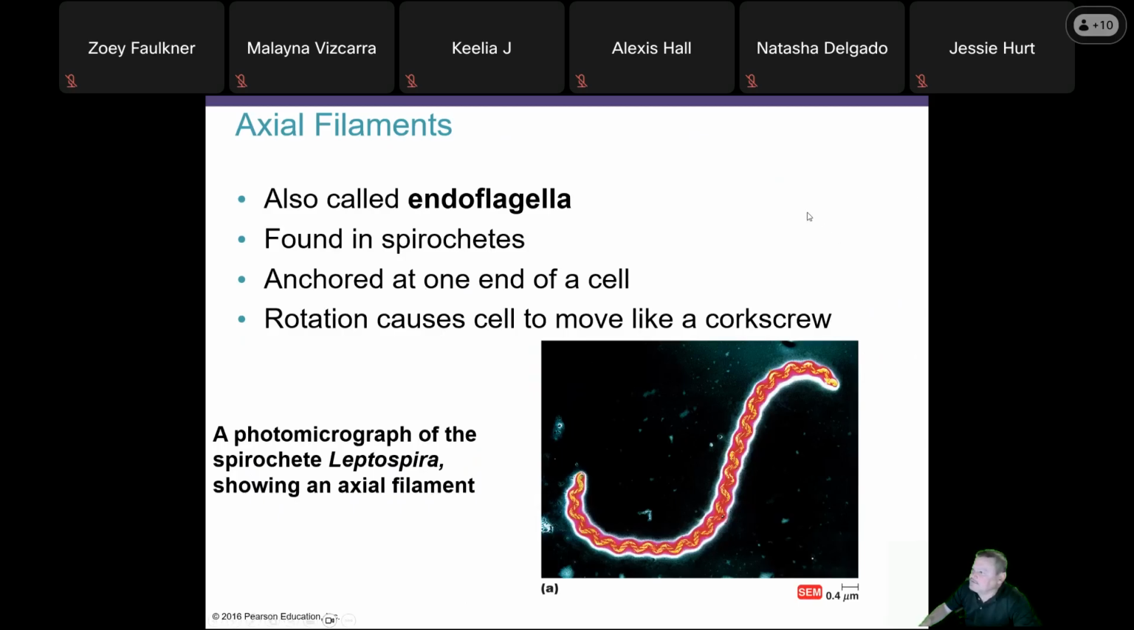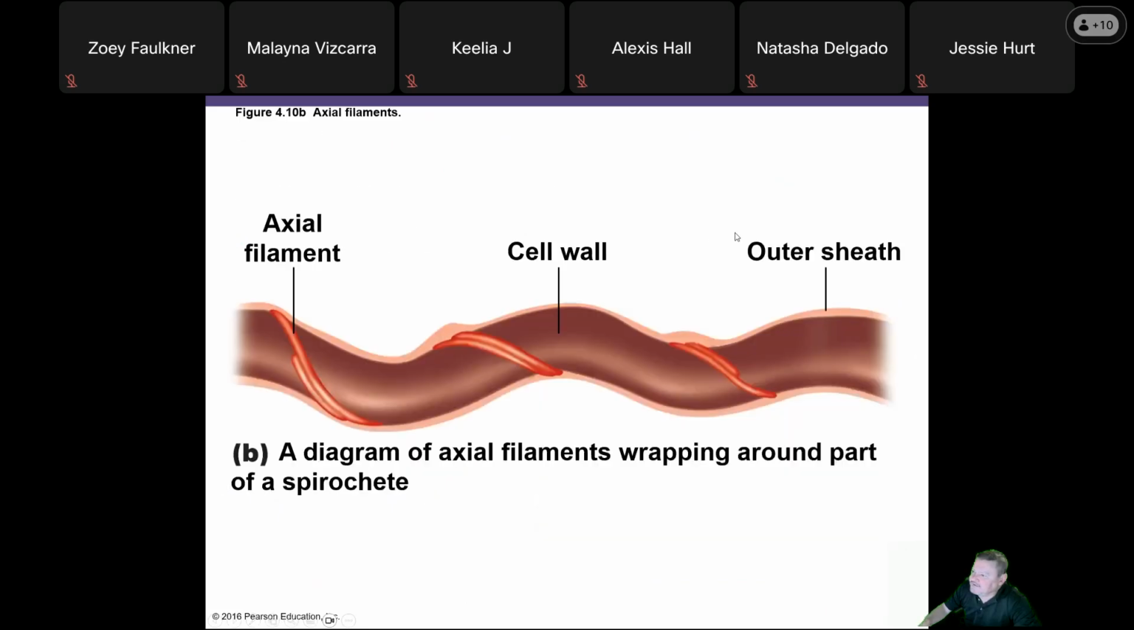I think I have a video of these moving in a second. But this axial filament, again, is an internal flagella, and it basically contracts the cell down and makes it move in that corkscrew fashion.